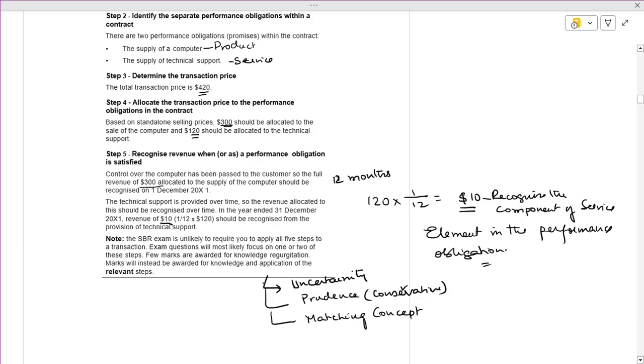See, as a student of SBR, we have all these things in our mind. See what they have mentioned: the exam is unlikely to apply all 5 steps. Nobody will ask all 5 steps, but an exam question will most likely ask 1 or 2 of these steps. Few marks are awarded for knowledge, and most will be awarded for application. Theoretically also you have to be very sound, then only you can make applications.